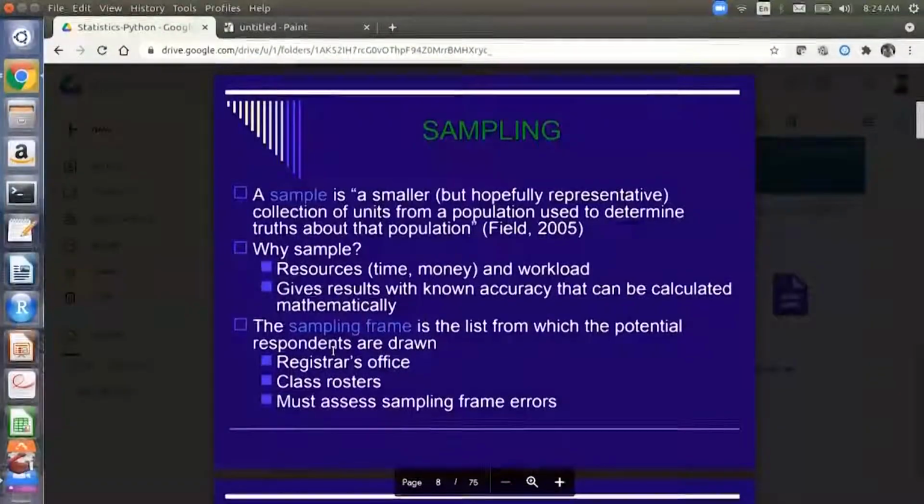Okay, sampling. Now, what is sampling? A sample is a smaller, but hopefully representative collection of units from the population, used to determine the truth about the population. So what is the definition of a sample? A sample is a smaller data set collection, but hopefully a representative one. It should be representative of your population and should not differ from your population.